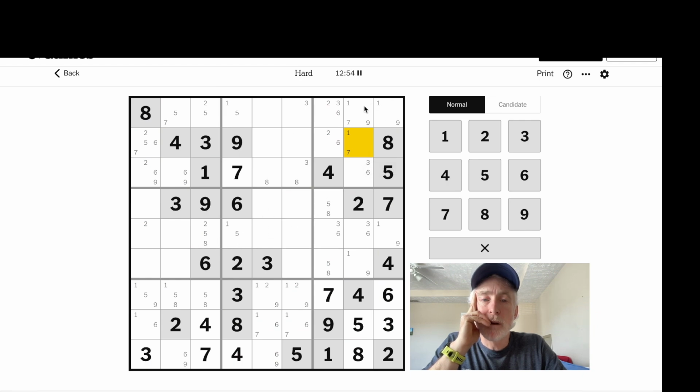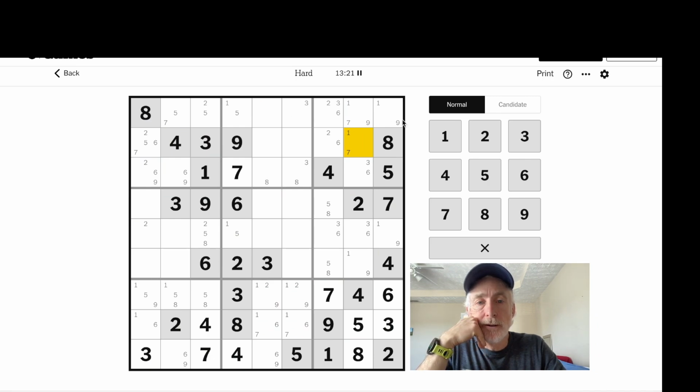So this can only be 1, 9. This can only be 1, 7, 9, right? 1, 2, can't be 3, 4, 5, can't be 6 either. 7, 8, 9, 1, 9, 1, 7, 9. 1, 5, 7, 9. So this is actually a quad up here in this top row.